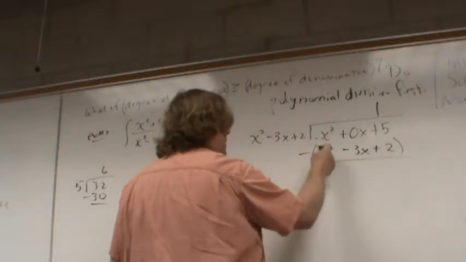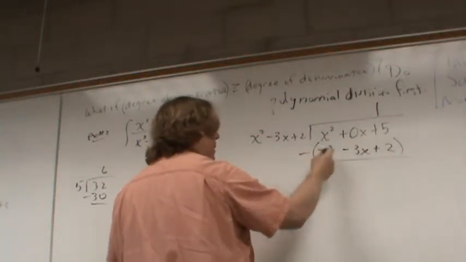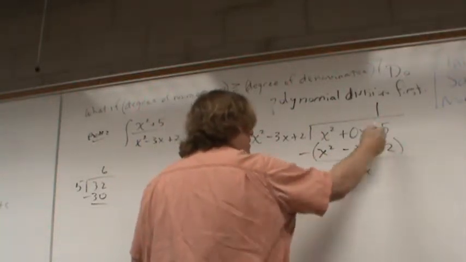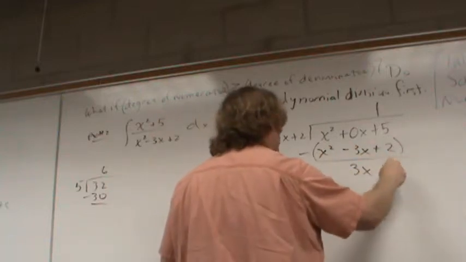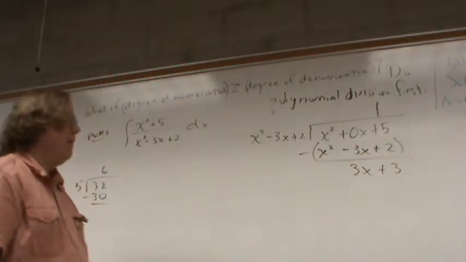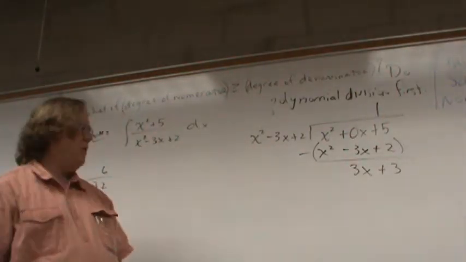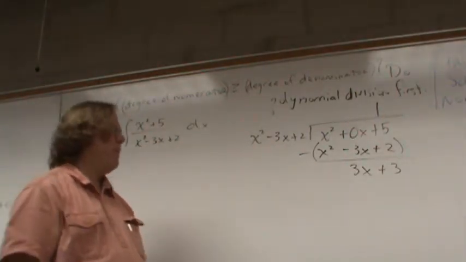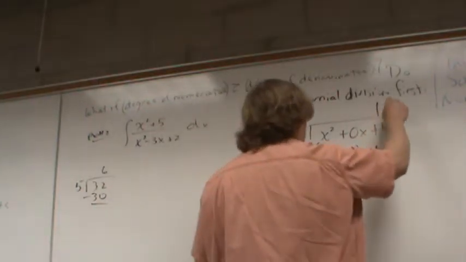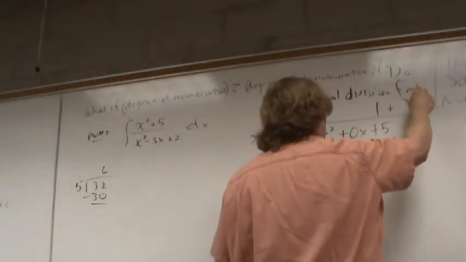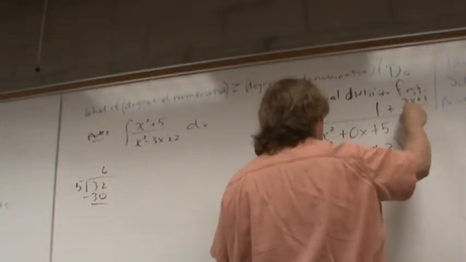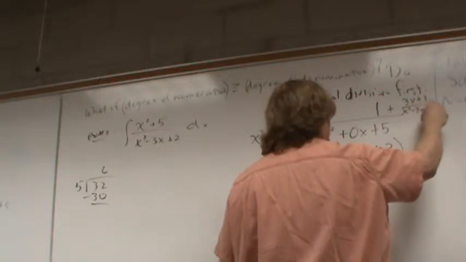So you've got x squared minus x squared, which is 0, 0x minus negative 3x, which is 3x, 5 minus 2, which is 3. And that's it. You're done. You've got 3x plus 3. So you've got 1 plus (3x plus 3) over (x squared minus 3x plus 2).